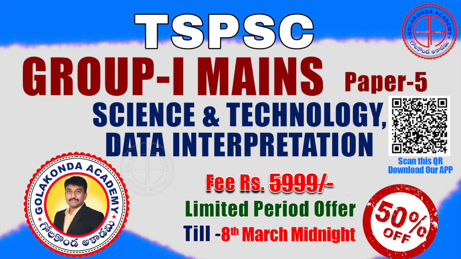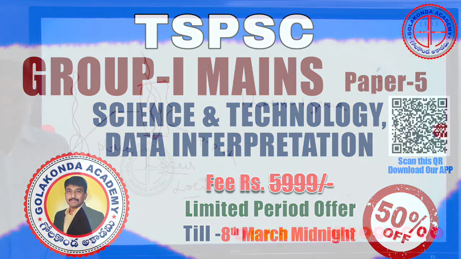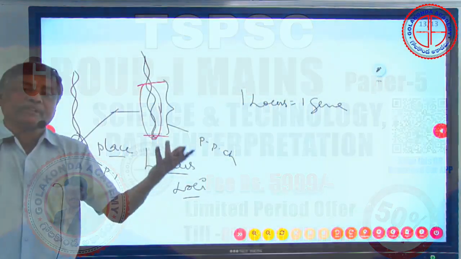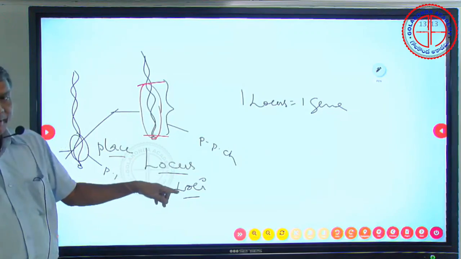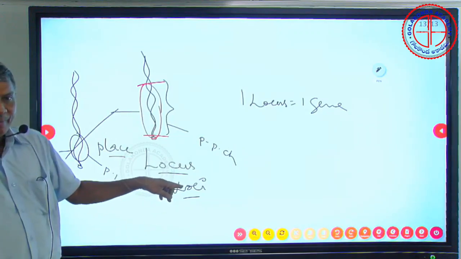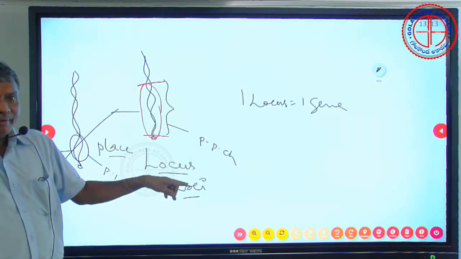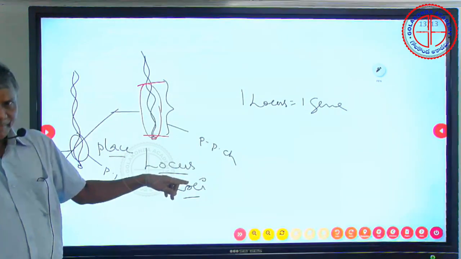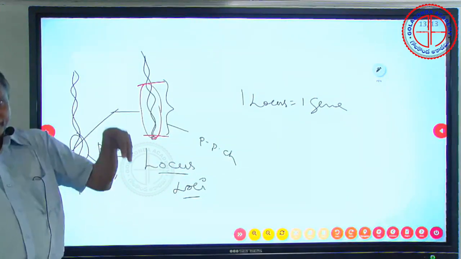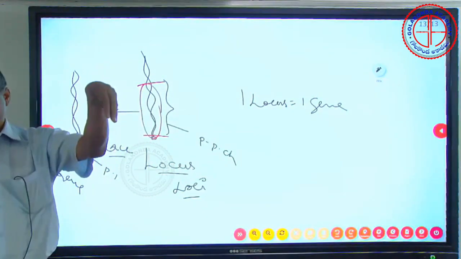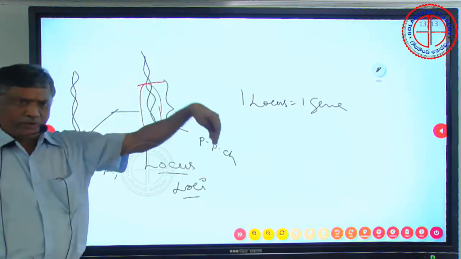What is loci? It is the plural number for locus, a singular and a plural number. The place of DNA where the gene is arranged is considered the locus. Generally, a locus is filled with a gene. But if more than one gene is arranged in the same locus, the locus is called loci. Loci is the plural number for locus.